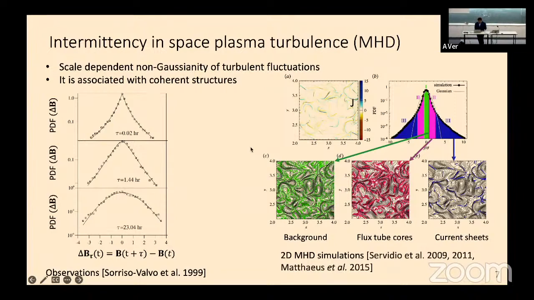To illustrate this, we can take a look at the simulation results presented on the right hand side. The color shows the current density. This is the corresponding distribution of the amplitude of the current density at different points of the simulation box. You can see that the core of the distribution, where the currents are small, forms a kind of background of turbulent fluctuations, but the tails correspond to small localized regions, current sheets, concentrations of strong current density. So we conclude that the presence of these non-Gaussian tails is associated with localized events.